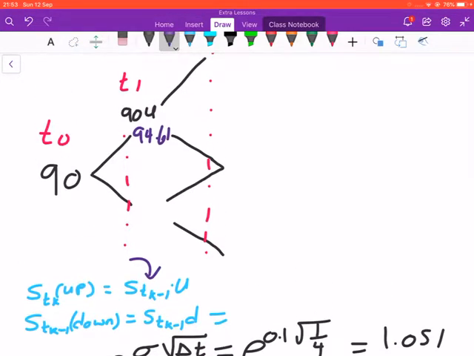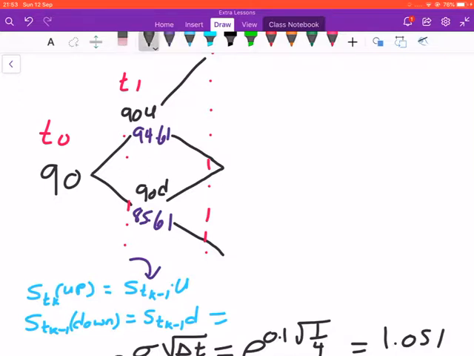And to find the value of the share in the down state, it's going to be 90 times D, right? So you will say 90 times D, and your answer is going to be 85.61. Okay, fine. To find again this value over here, it's going to be 90 DD.